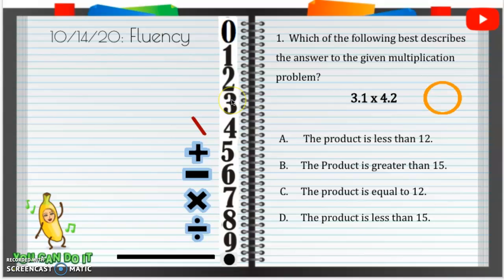Now, when we're adding or subtracting decimals, we have to line them up. But what about when we're multiplying or dividing? Nope, we don't need to line them up. So 3 1/10 times 4 2/10.